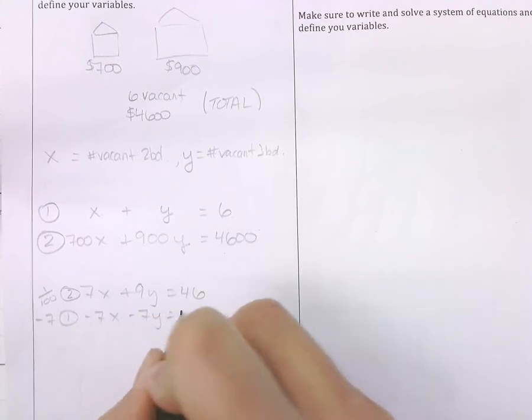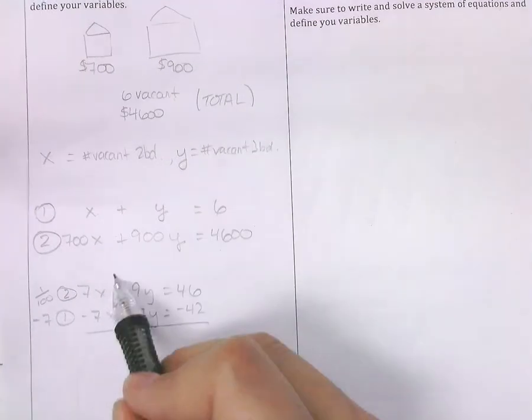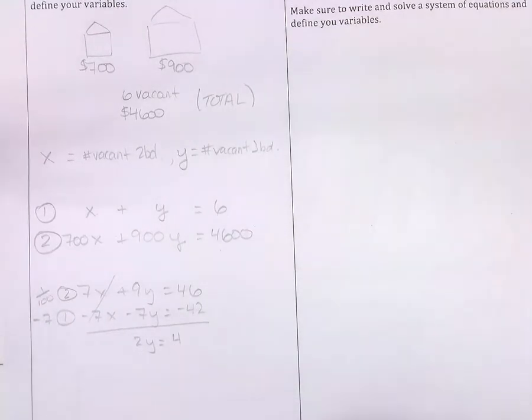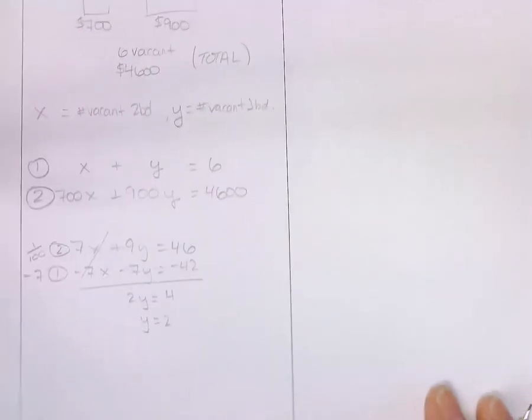If you prefer substitution, enjoy. Just make sure you show your work. So by using elimination, I get 2y equals 4. So that means that y has to be 2. Which means x has to be 4.